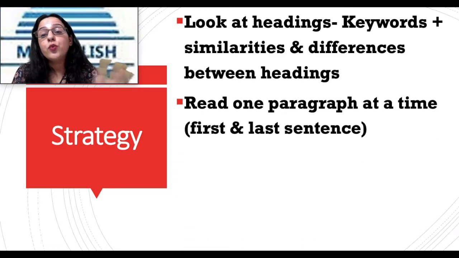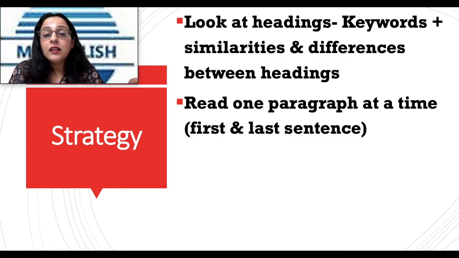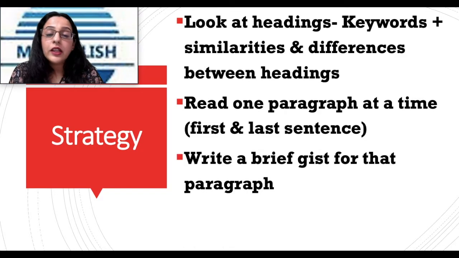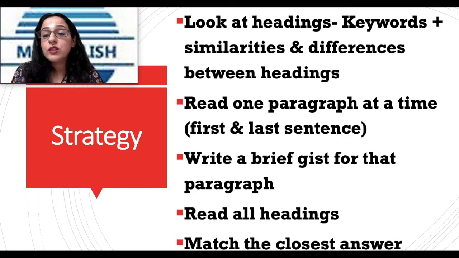Then read one paragraph. What I meant by read paragraph wise is you read one paragraph at one time. Read it completely. Usually, I would recommend to read the first and the last sentence. Try to see if you're able to figure out what could be a possible gist of that paragraph. After you've formed the gist, then you have to go to the headings again. Read all the headings. So you've read one paragraph, then you're reading all the headings. Then you match the closest answer.